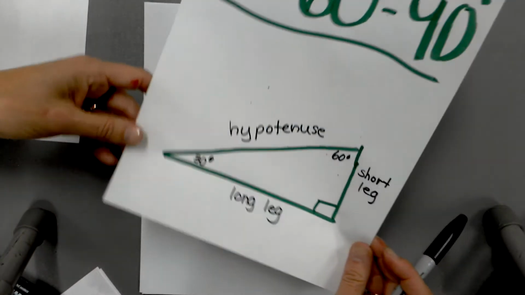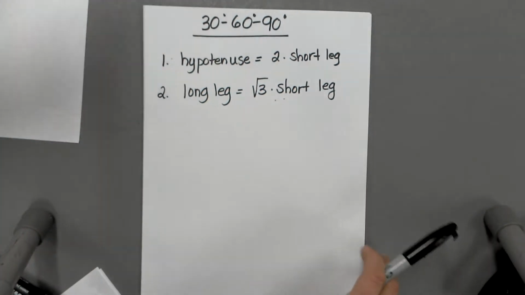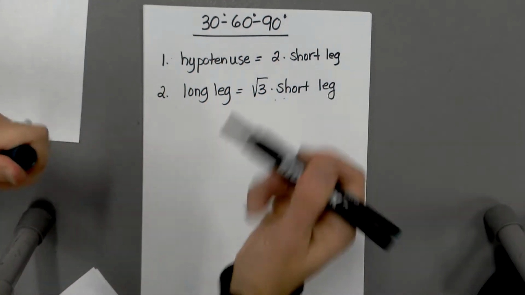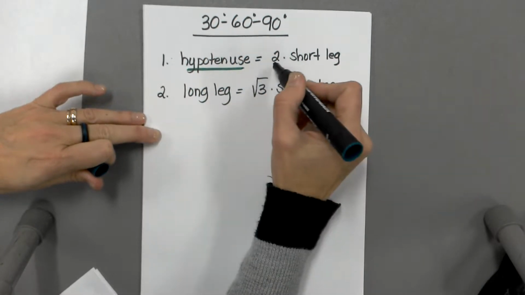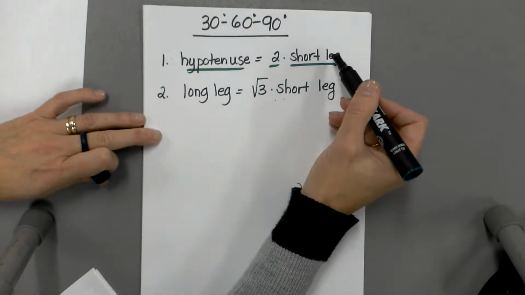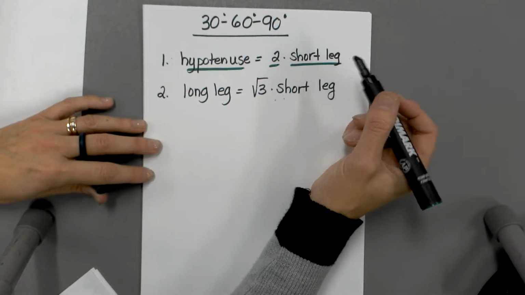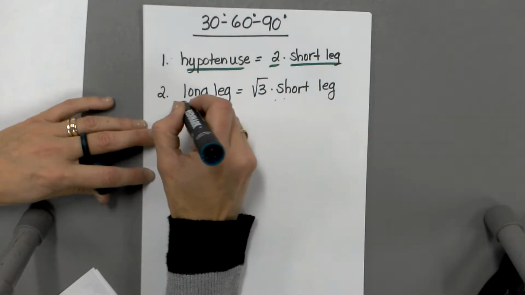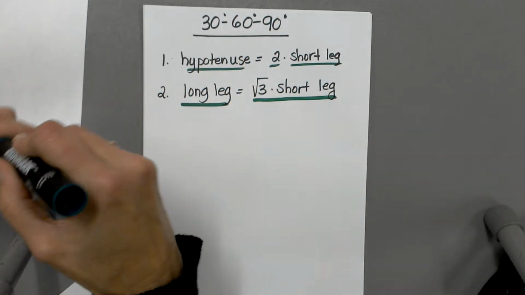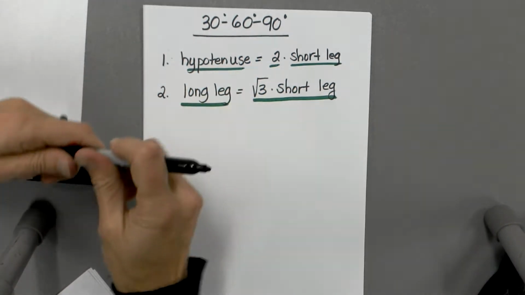In order to solve 30, 60, 90 right triangles, you need 2 rules because your legs are different lengths. The first rule is that the hypotenuse is equal to 2 times the short leg. So if I know the short leg is 3, the hypotenuse is going to be 2 times 3, which is 6. That's rule number 1, the easiest of the 2. The second says that the long leg is equal to the square root of 3 times the short leg. Those are the only 2 rules, but we can rearrange them and essentially get 2 more.